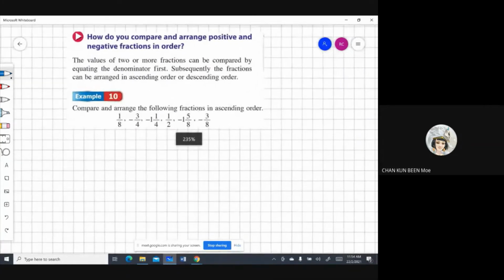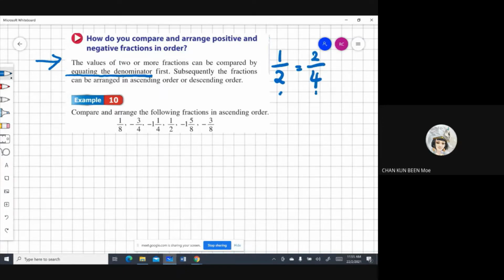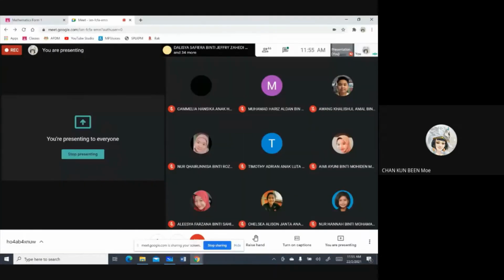How do you compare and arrange positive and negative fractions in order? Okay, you can look at the description over here. The values of 2 or more fractions can be compared by equating the denominator first, like what we did just now. We equate the denominator of 2 becomes 2 over 4. You make it the same just now, okay? Subsequently, the fractions can be arranged in ascending order or descending order. I hope you still remember this. Ascending order means it's getting increasing or decreasing.